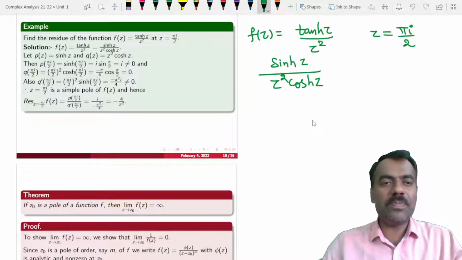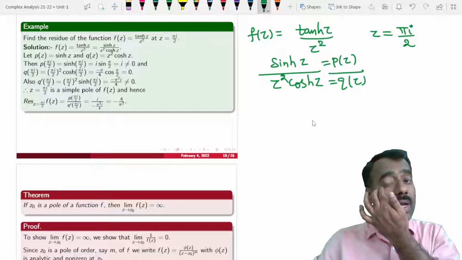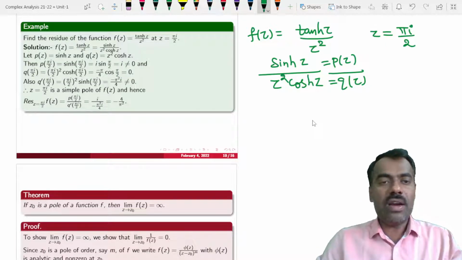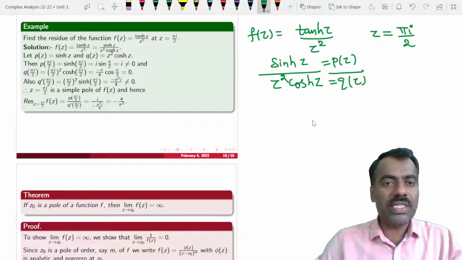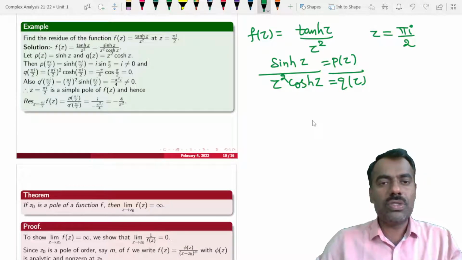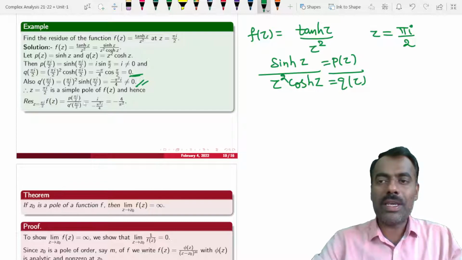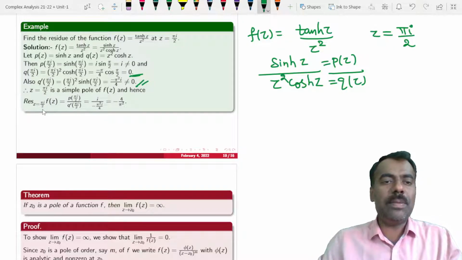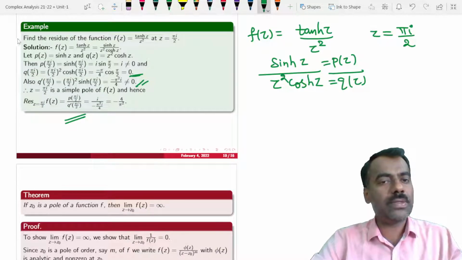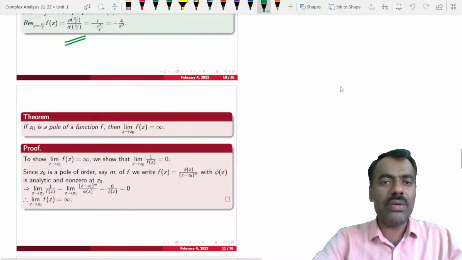Then if you take this as p of z, and this as q of z, then at z equal to pi i by 2, you check whether p of pi i by 2, which is i, is not equal to 0, and q of pi i by 2 is equal to 0. And if you see q dash is non-zero, that means this pi i by 2 is a simple pole. So therefore you can find the residue as simply p of that point divided by q dash of that point, which is minus 4 by pi square. Those calculations you can do, it is not a big one.